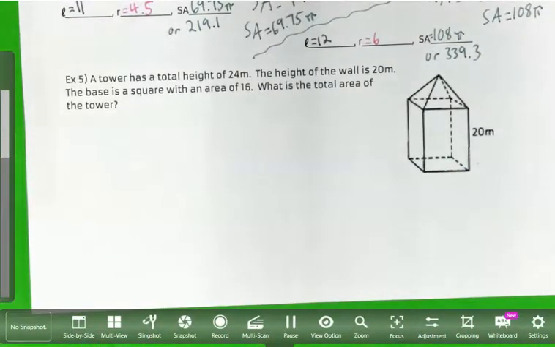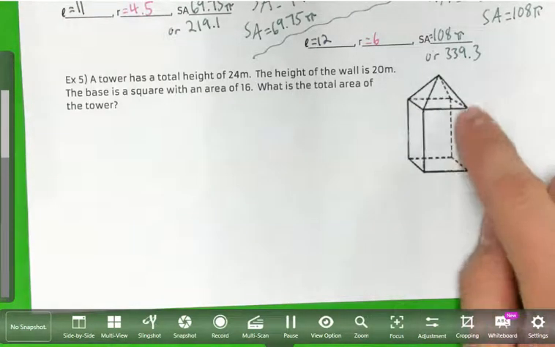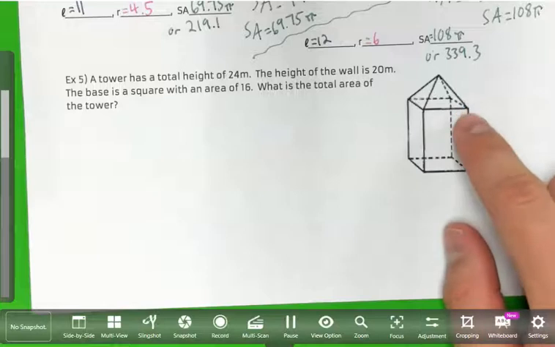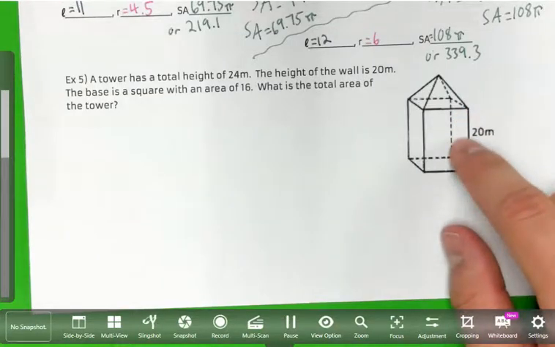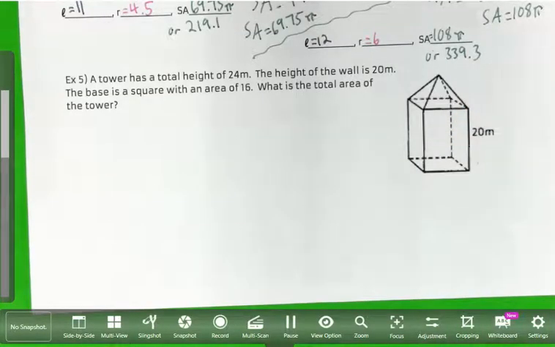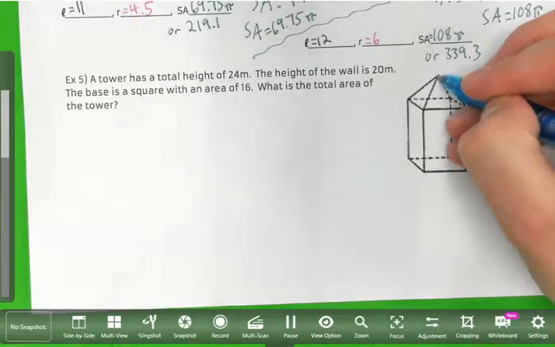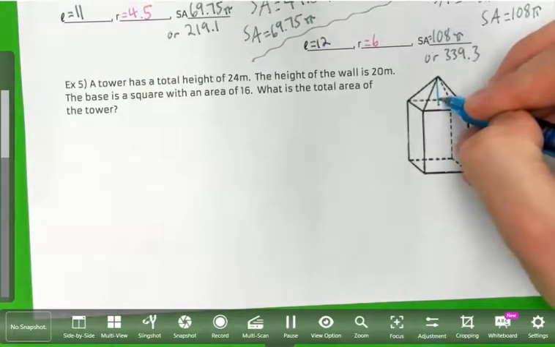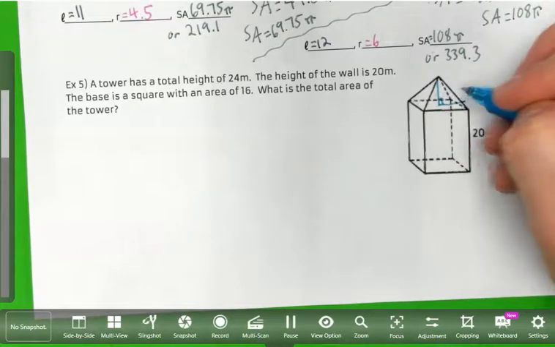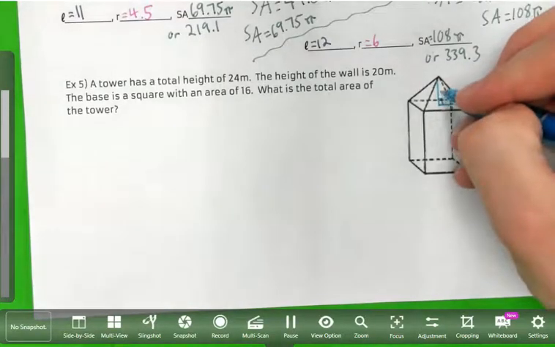All right, so this problem is talking about a tower with a total height of 24. You can see that the height of the rectangular, or actually the square prism, is 20, so therefore we are left with a height of 4 for the pyramid part of this composite figure. So we can go ahead and put this right in there. We can say that this height is 4.